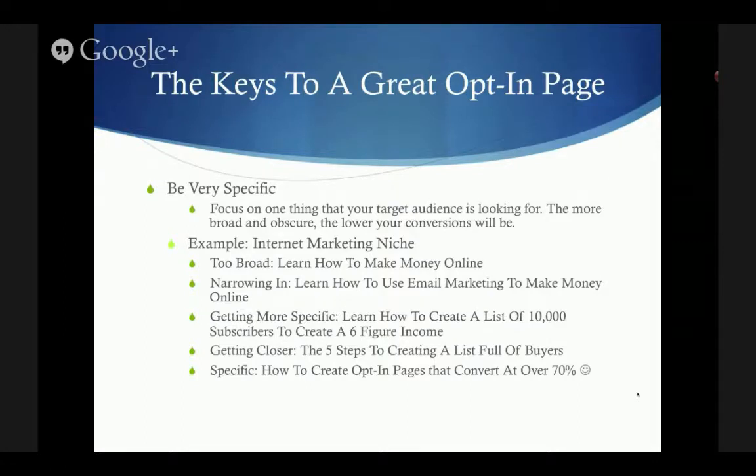And then getting a little more narrow: the 5 steps to creating a list full of buyers, because everyone who is selling wants a list full of buyers instead of a list full of people who are very broad and all over the place. And specific: how to create opt-in pages that converted over 70%. 73% is the exact one. So very, very specific, only focused in on one part of the business. The more specific you can be, the better your conversions will be, because it's a no-brainer then.